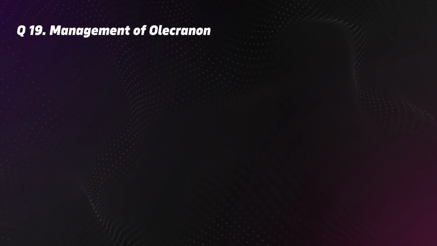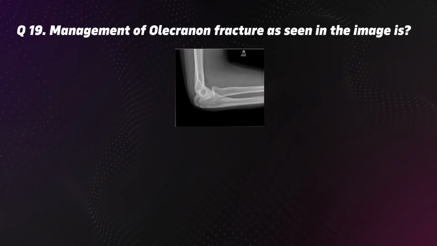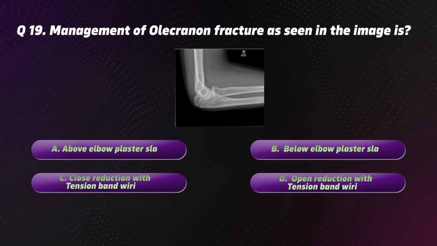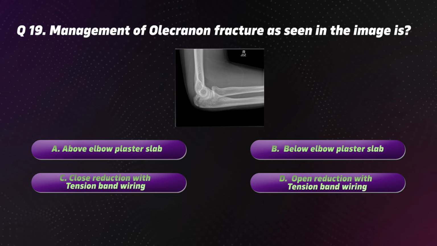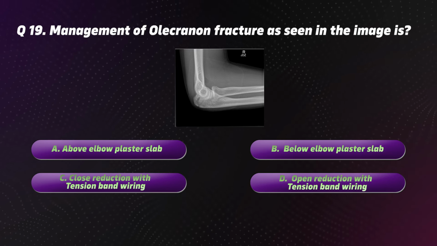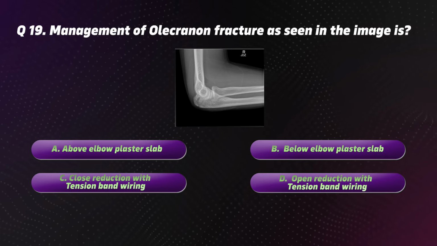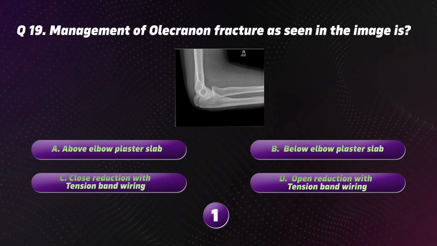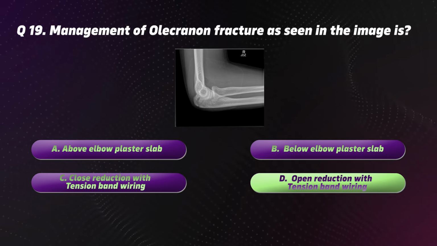That's the second. Question 19. Management of olecranon fracture as seen in the images. Here are the options. A. Above elbow plaster slab. B. Below elbow plaster slab. C. Closed reduction with tension band wiring. D. Open reduction with tension band wiring. And the correct answer is D. Open reduction with tension band wiring.